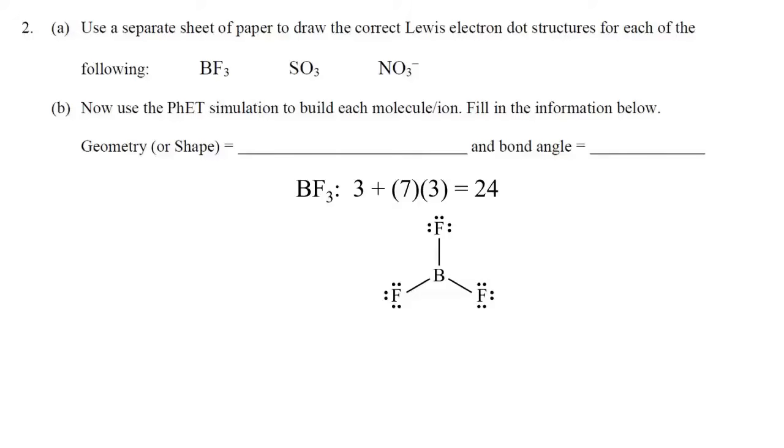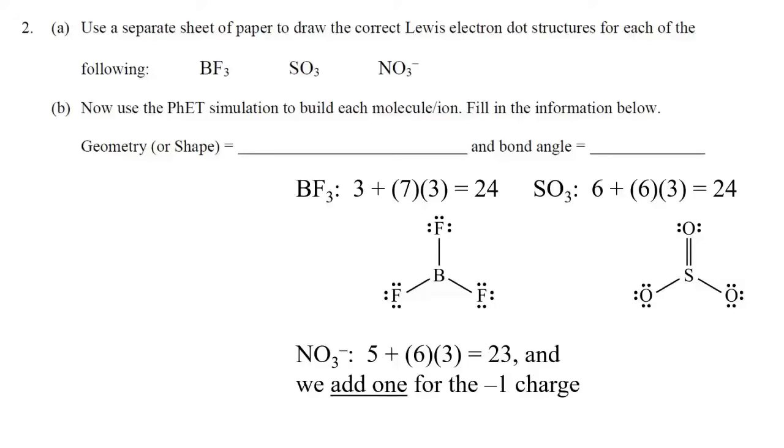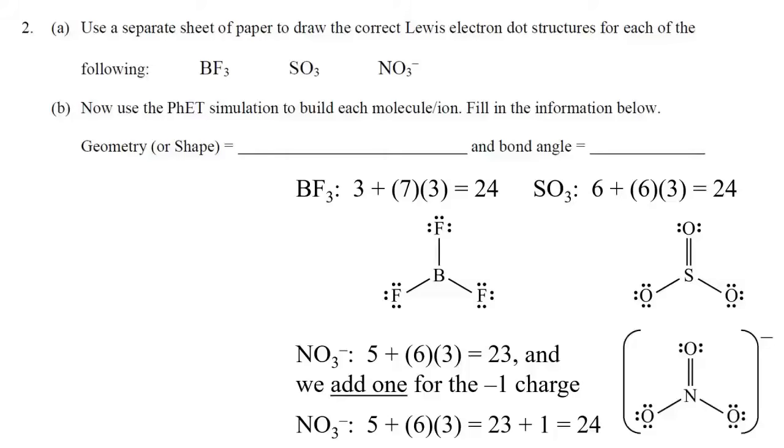For SO3, the number of valence electrons would be 6 for sulfur and 6 for oxygen, times 3, again, a total of 24. And the SO3 Lewis diagram would look like this. And I have 2 single bonds and 1 double bond in this structure. For NO3-, it's going to be 5 for nitrogen plus 6 for oxygen times 3. That would be 23 valence electrons, but we get to add 1 more for the -1 charge, so it would be 24 valence electrons. And that Lewis diagram is very similar to the SO3 molecule.